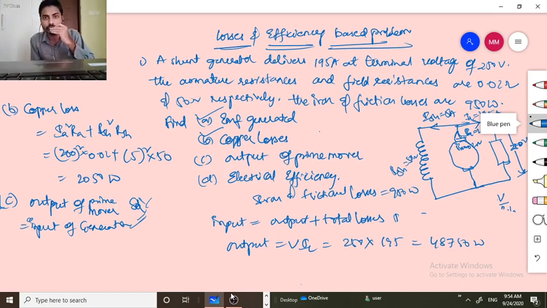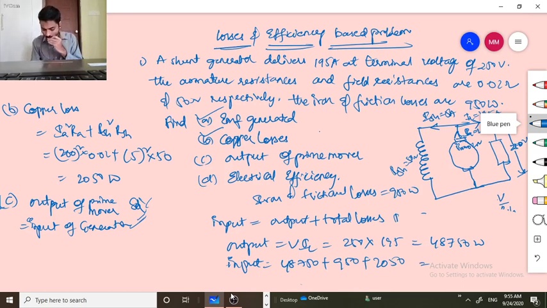And next we should calculate input power. Input is equal to output plus total losses. So output is nothing but 48750, plus total losses, which are nothing but iron loss, 950, plus copper loss, 2050. So totally we will get the input power. So the input power is equal to 51750 watts. Okay, this is about the input power.